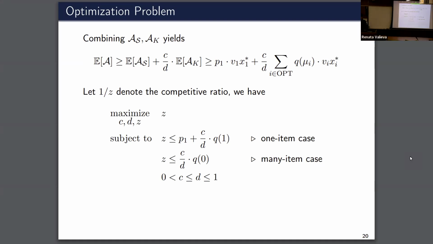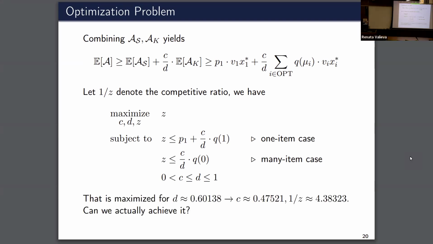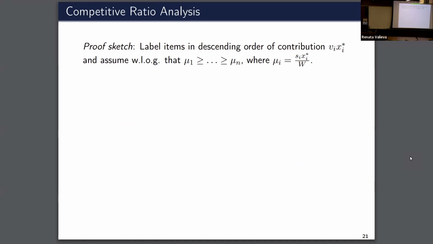Okay, and now we solve the optimization problem. You can rearrange the quantities and show that everything can be expressed as a function of D, and the Z is maximized for D about 0.6 and C about 0.47. And Z is eventually our competitive ratio. Okay, now we show that that is actually what you can get.